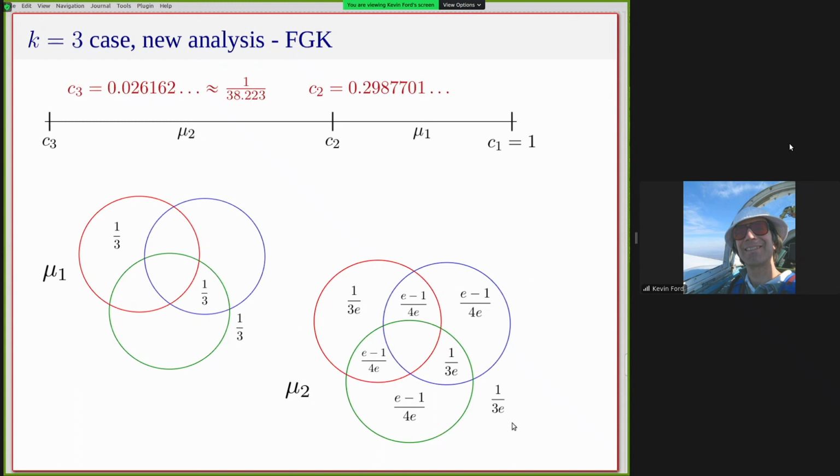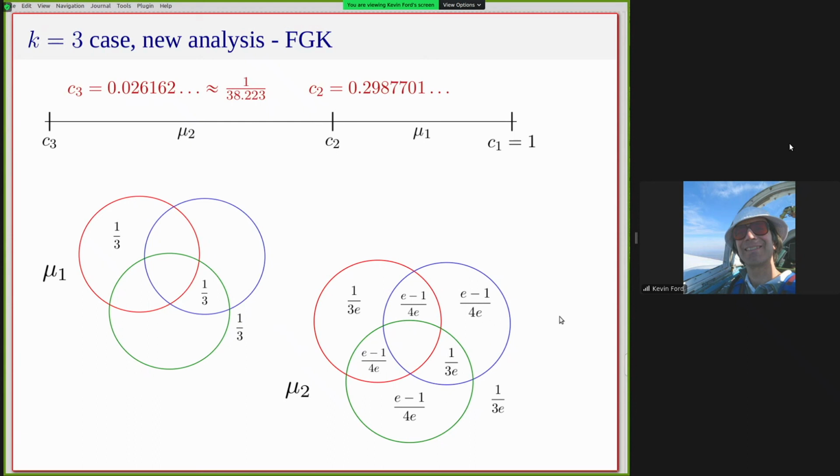But the measure mu2 is the most complicated part. We're using every single piece of the Venn diagram except for the central part, which plays no role in the analysis. And here the number E comes up. We have, instead of 1/9, we have 1/3E here, here, and here. And the same thing here, we have these 4 are E minus 1/4E, right?